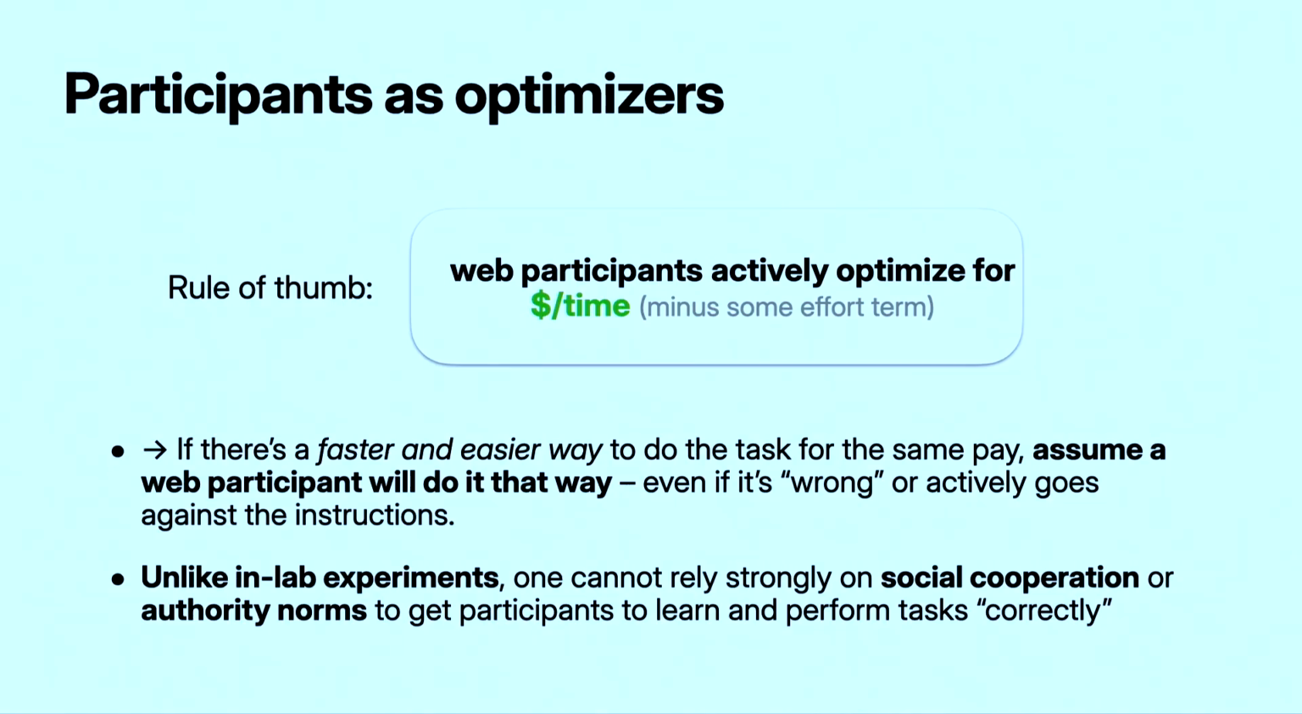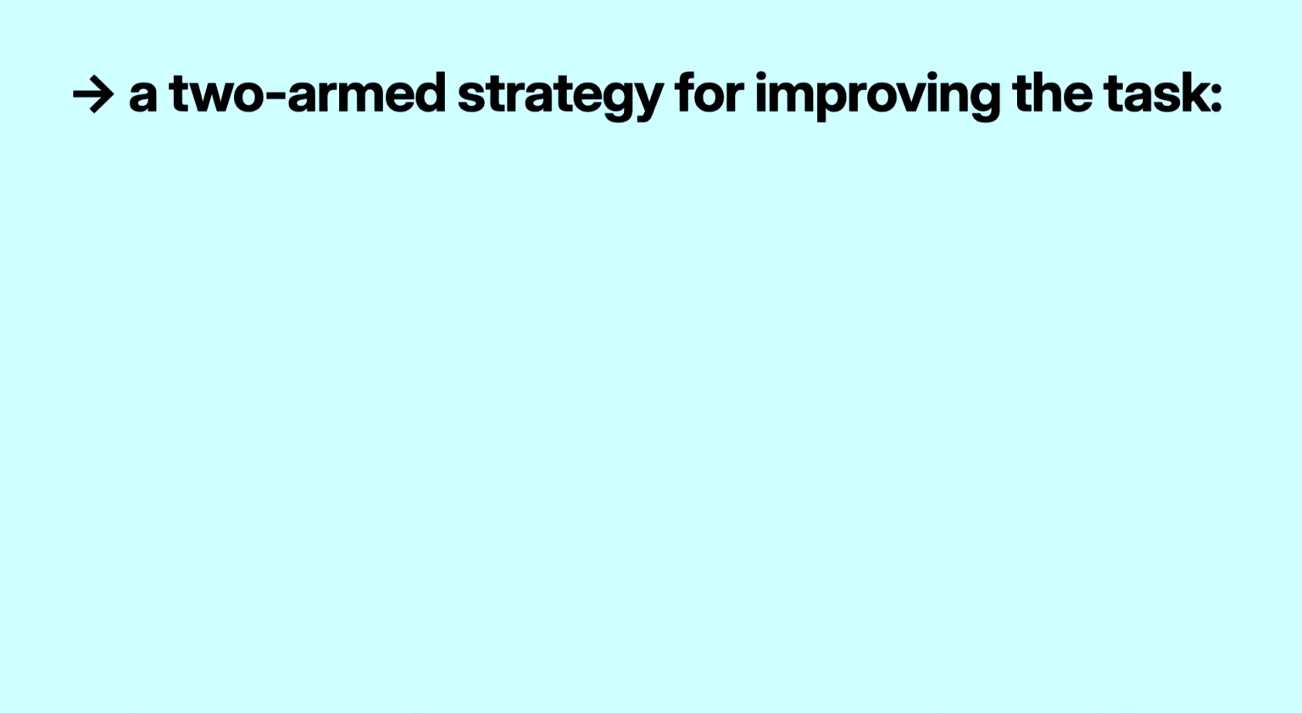But things are a little bit different on the web, mainly because of the anonymous and depersonalized nature of the recruitment process, and the fact there are fewer social costs to doing a task poorly. So concretely, where does that lead us?